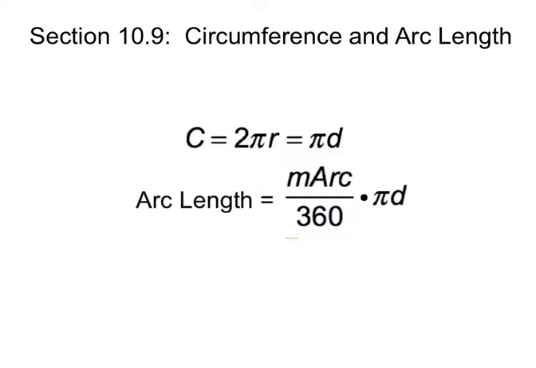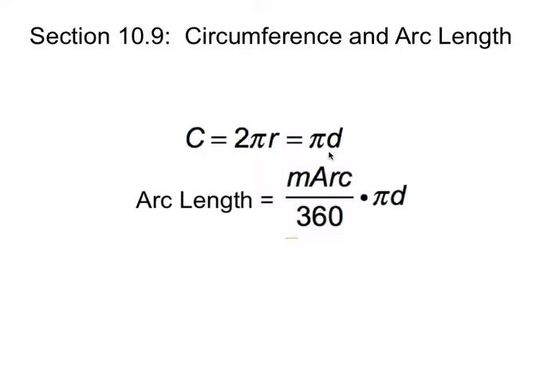Section 10.9 talks about circumference and arc length. You all should be familiar with the formula that the circumference, or the perimeter of a circle, is 2 pi r, or 2 pi times the radius. That's the same as pi times the diameter.